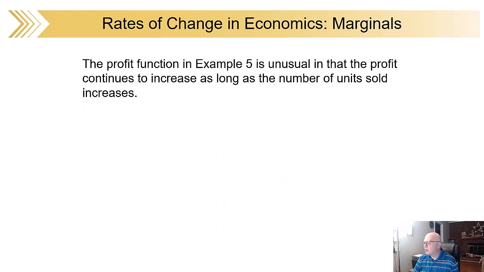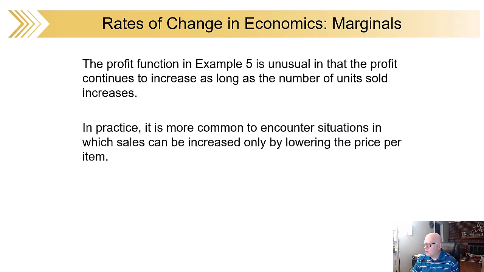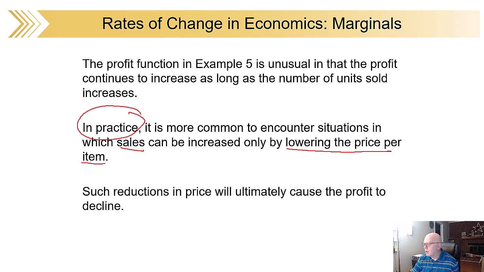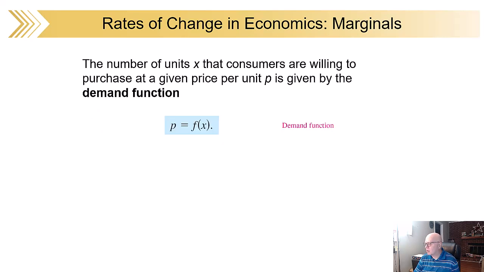However, that's usually not the way it works. Usually you don't continue to increase your profit just by selling some more alarm clocks or whatever it is. Usually what does happen is that the only way your sales go up is you lower the price per item, but that changes your profit too. So this is very idealistic. And usually the profit will go down if you're reducing the price. Less money coming in, even though you will sell more.